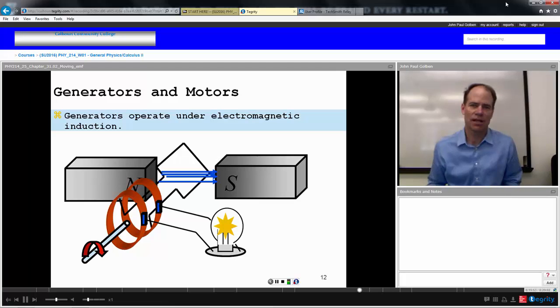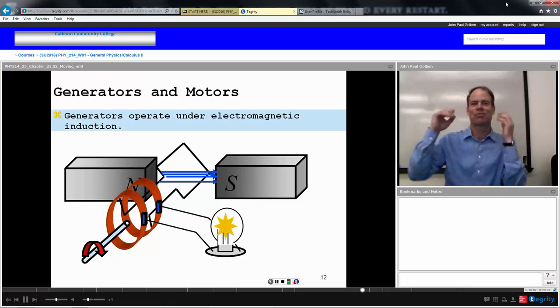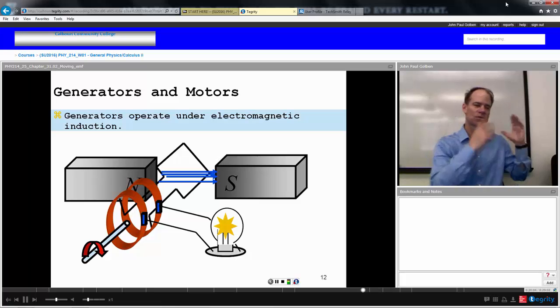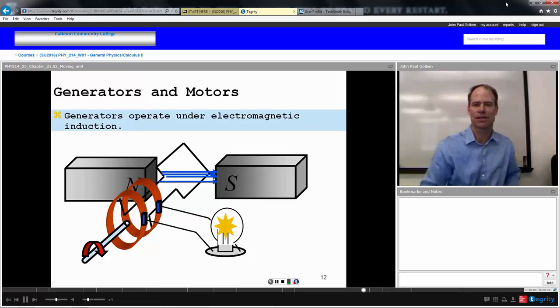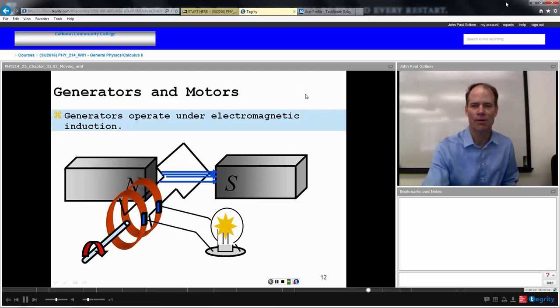How would you do it in a nuclear power plant? In a nuclear power plant, you would have a nuclear reaction, which heats water into pressurized steam, which turns a turbine, which turns that coil in a magnetic field, and generates electricity. Basically the same idea as a coal burning power plant, only you use the nuclear reaction to generate your steam instead of the coal. Again, not very efficient, but that's our design of our power plants currently today.